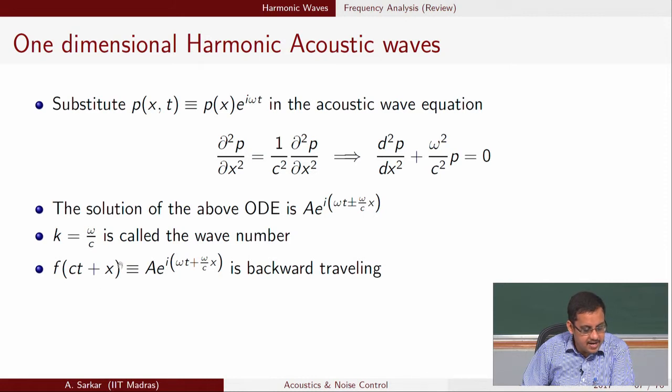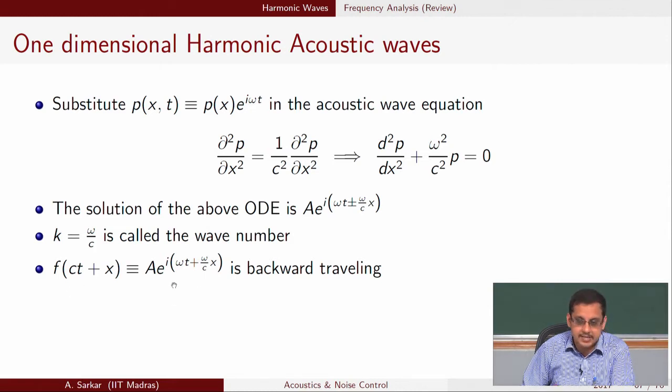We had identified f of c t plus x to be a backward travelling wave. Now that f has got a special form, which is the complex exponential form, the physical character of the backward travelling wave does not change. It is just that the profile of the wave changes. Earlier we had illustrated these functions like some triangular wave functions, but now we are specializing this to harmonic functions or sinusoidal functions.